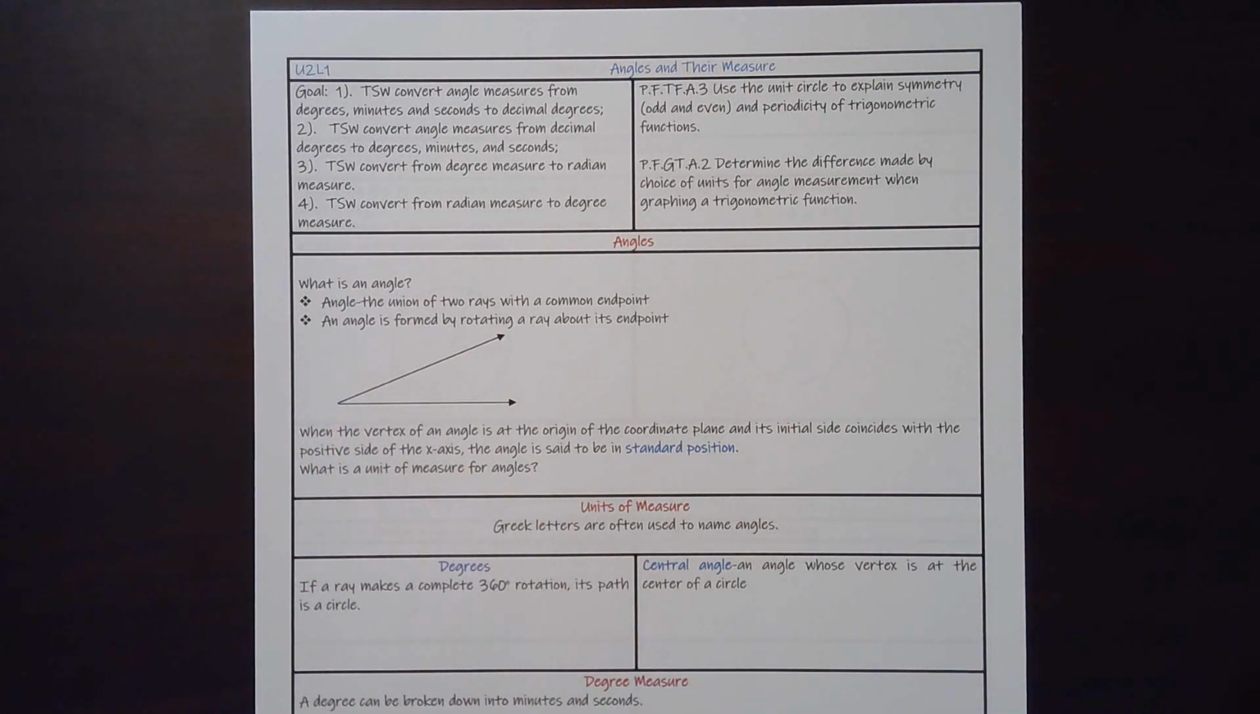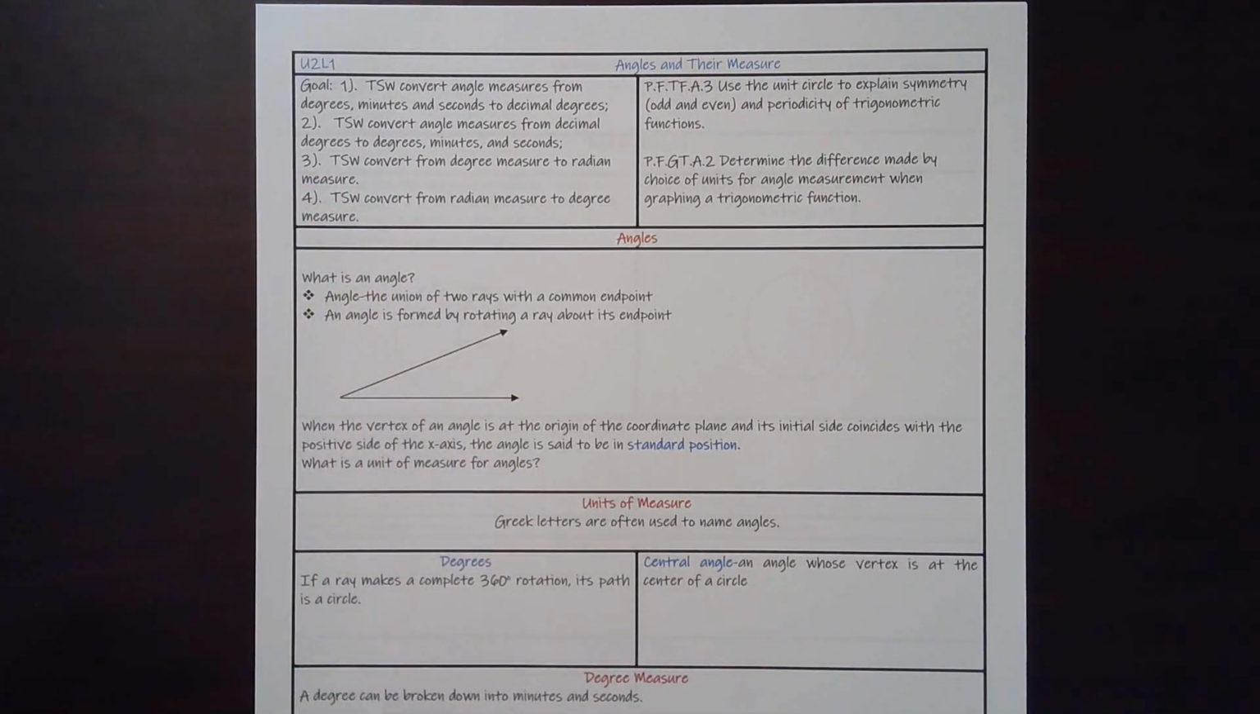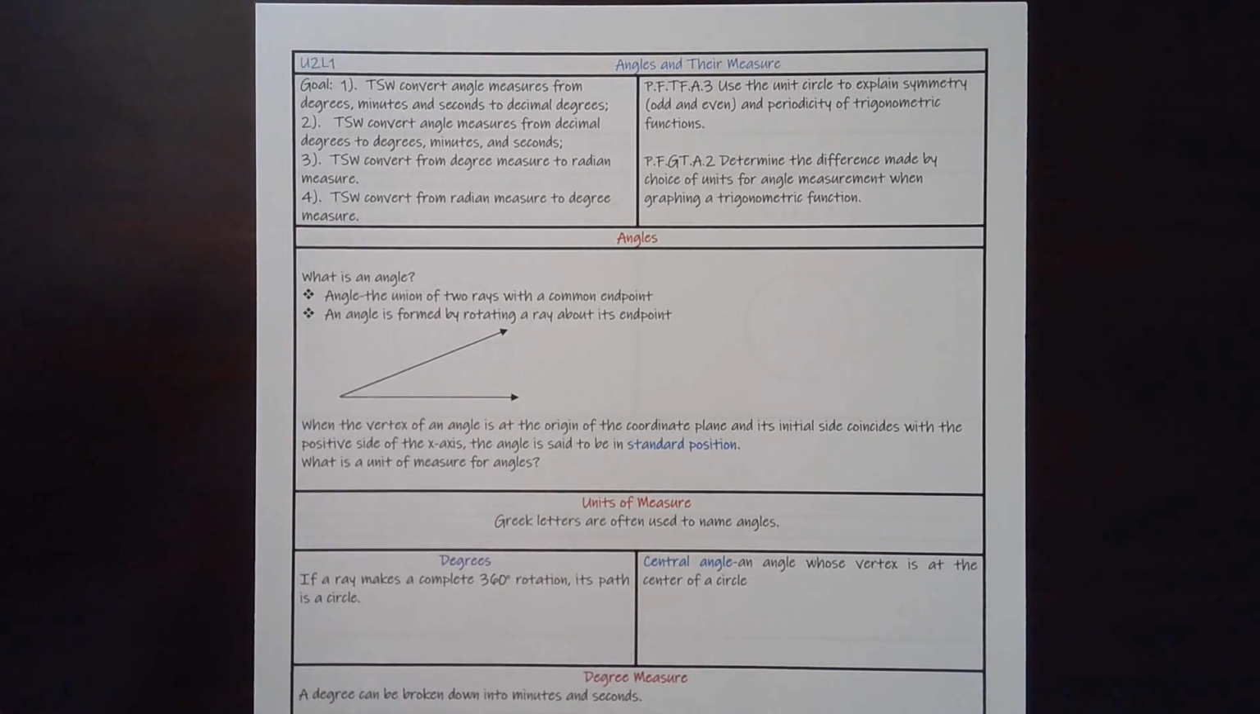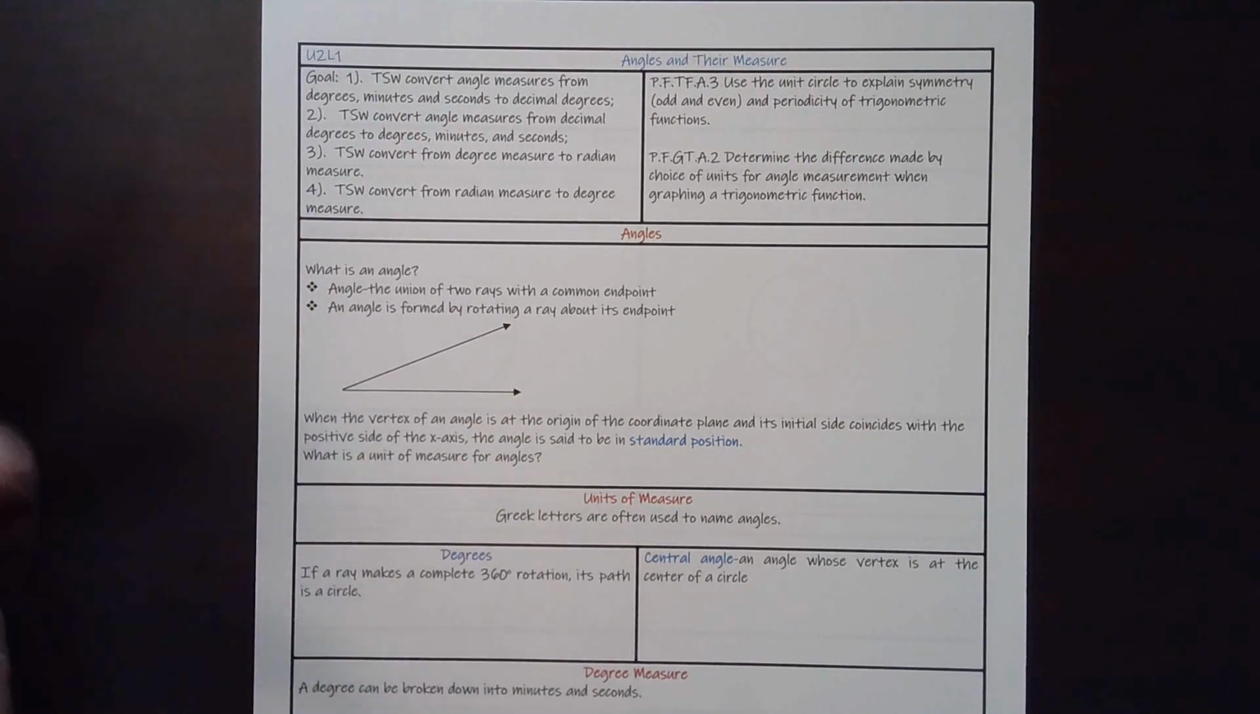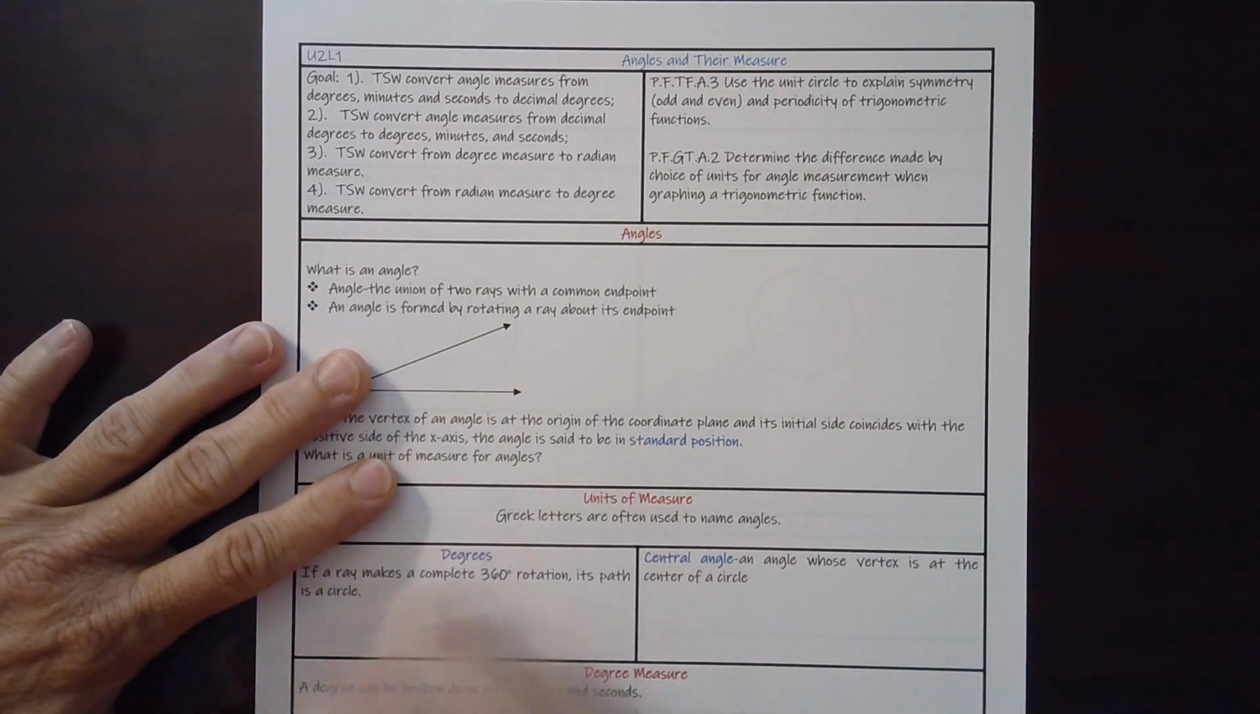Right, so this particular unit, we are beginning our study of trig. And as I've mentioned before, we're going to call this Unit 2. That's what it has been in the past, and so I'm just going to keep it. We're going to have 2 Unit 2s. And this one is on angles and their measure.